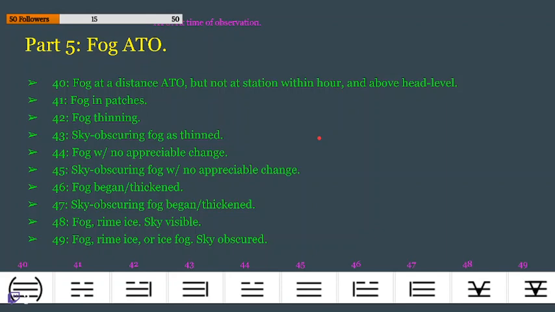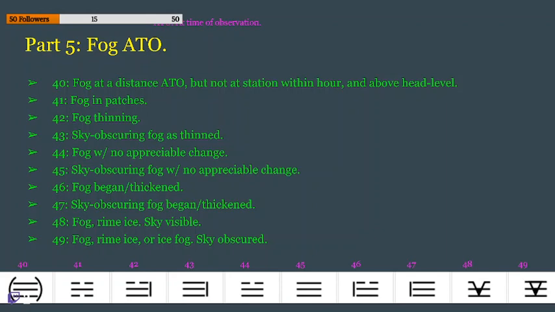Anyway, number 40 indicates that there is fog at a distance ATO, but not at the station within the hour, and is also above head level. 41 indicates that that fog is in patches, while 42 indicates that fog is thinning. 43 indicates that sky obscuring fog has thinned out, and 44 is that fog has had no appreciable change with time.